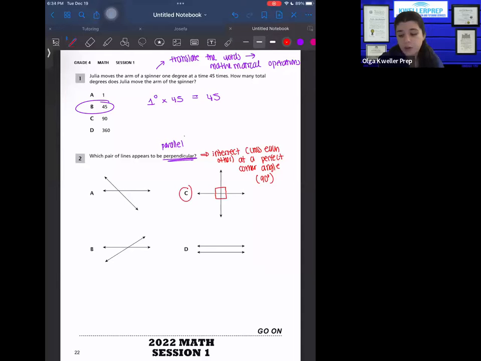Versus parallel will be two lines that look like they will never intersect, never cross. So they go infinitely in each direction. So this example is an example of parallel. They go infinitely in each direction and they never cross.